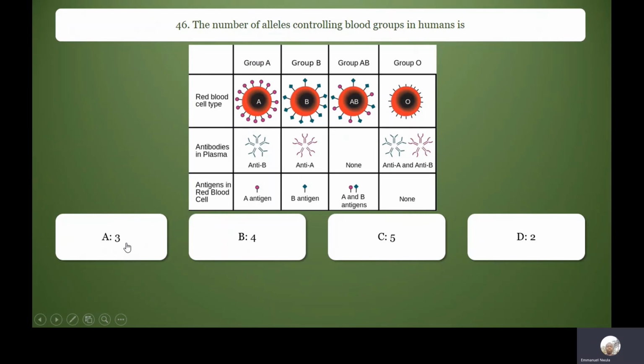IA, IB, and IO. That's 3 different alleles controlling blood group in humans.